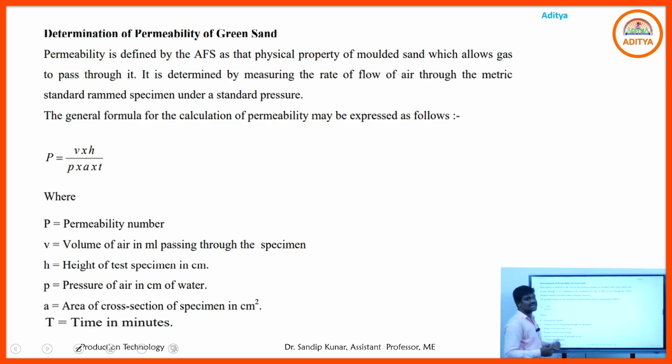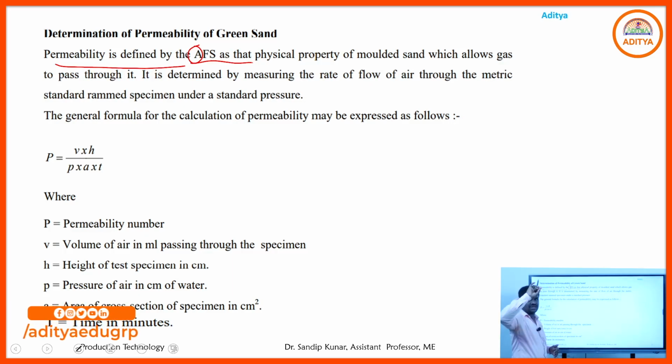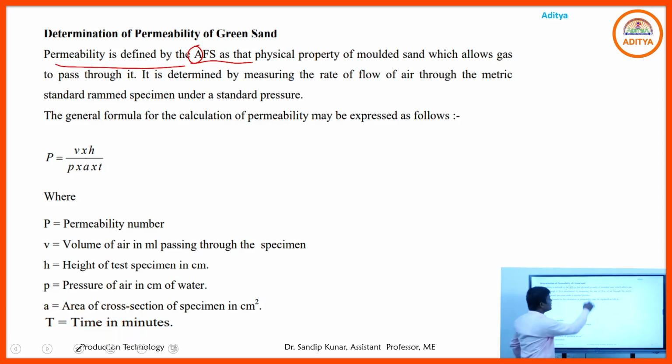What is the permeability of the green sand? How do we measure the permeability of the green sand? Permeability is defined by the American Foundry Society. It is the physical property of the molding sand which allows gas to pass through that molding sand. It is determined by the rate of flow of air through a standard rammed specimen under a standard pressure. So one standard specimen is taken and rammed properly.